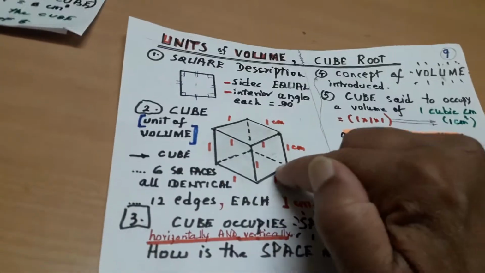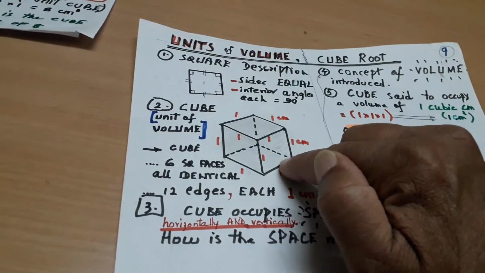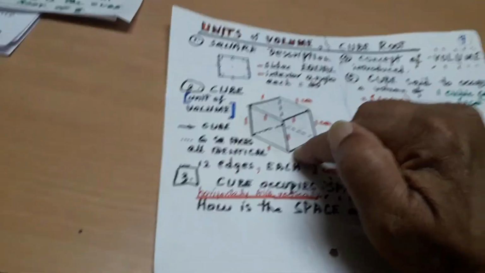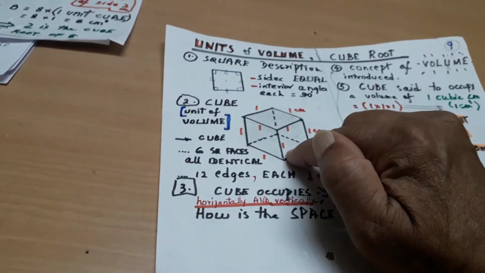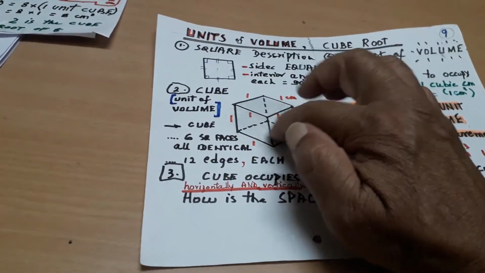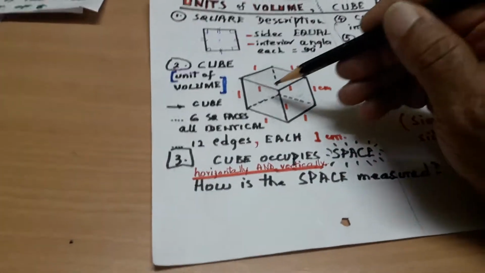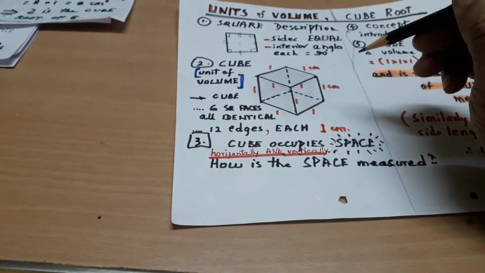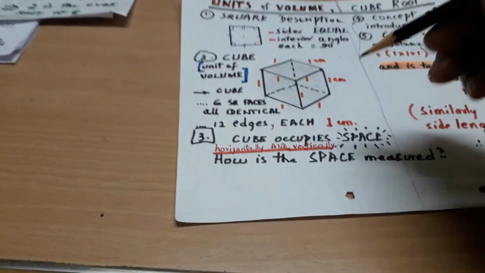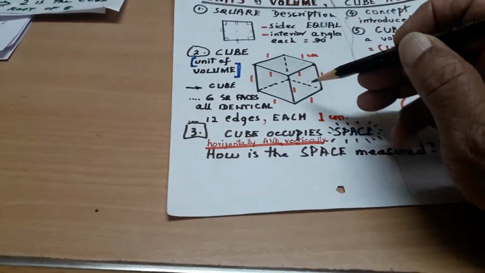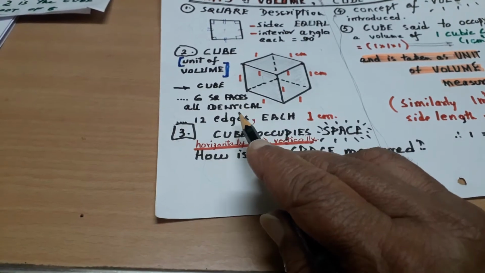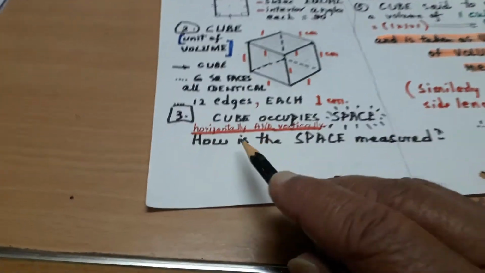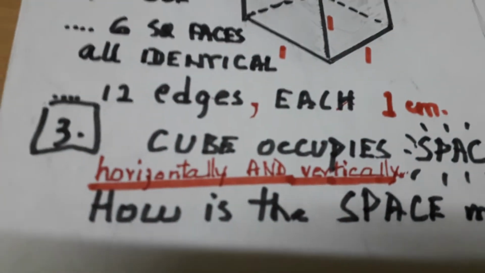See, a cube becomes a cube. Think of the snakes and ladders dice. It's a cube. A cube has all six faces as squares. Okay, there are six faces, and all the faces are squares, and all the squares are identical. Like each square is side 1, 1, etc. Out of the cube, six square faces, all identical, 12 edges. Now the cube occupies space, horizontal and vertical.